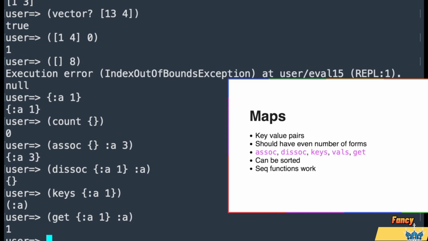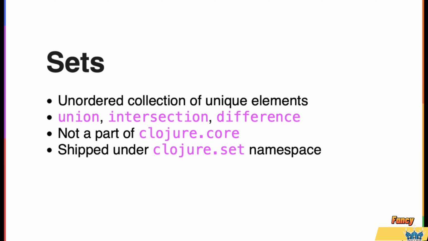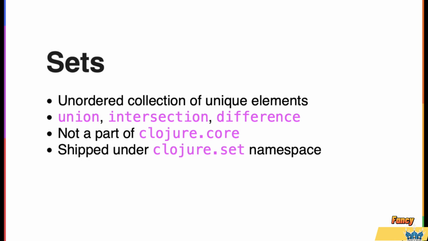By default, the maps are not sorted, but it is possible to create sort orders depending on the keys or values or a combination. Sets are unordered collections of elements that can be defined using the literal form hash followed by curly brackets, or also using the function set.